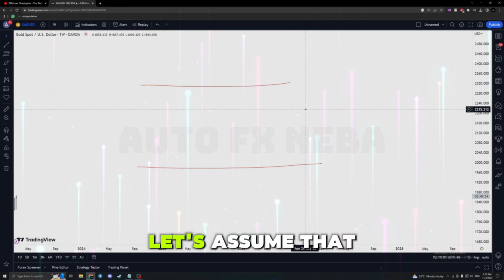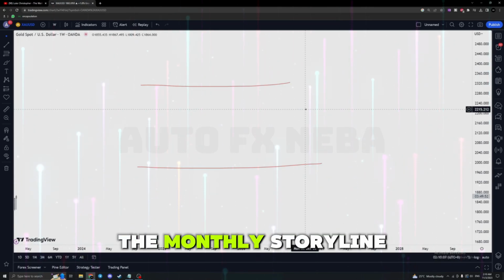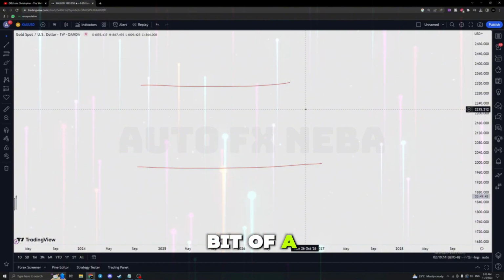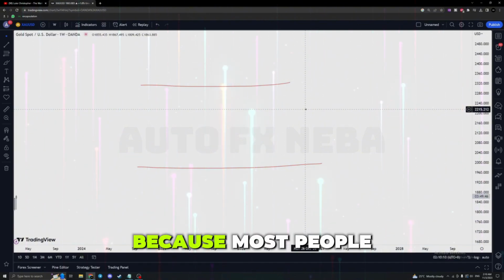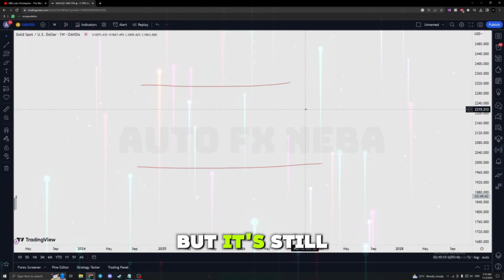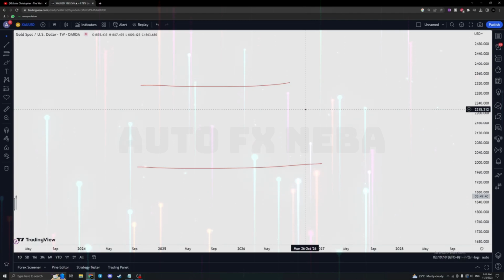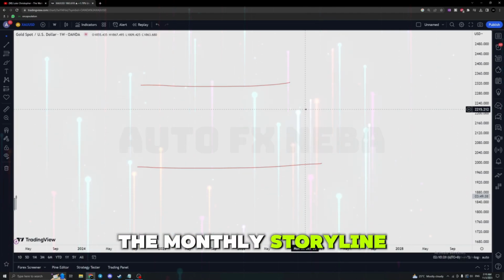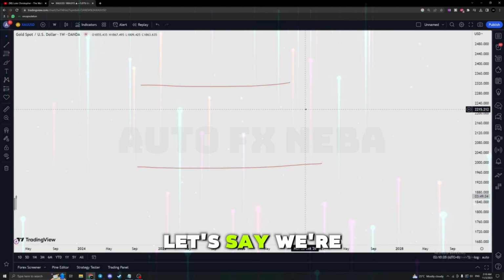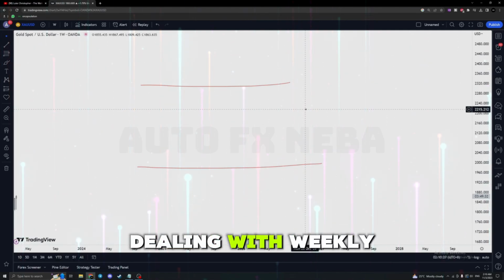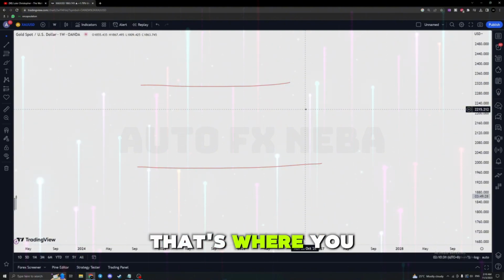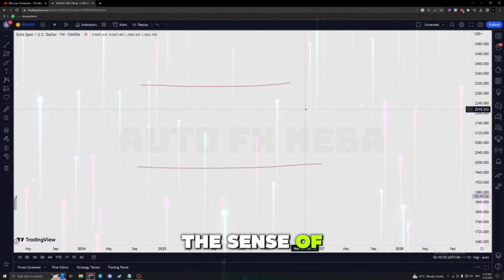So let's assume that we're dealing with the monthly storyline. It's a bit of a funny thing when I mention monthly storylines, because most people don't utilize monthly storylines to their full extent, but it's still important for you to know this. As rare as it may be for a trader to bother too much about the monthly story, let's say we're talking about it. We're going to be dealing with weekly entry points. When I say entry points, I don't mean that's where you enter. I'm talking about entry points in the sense of significant zones.